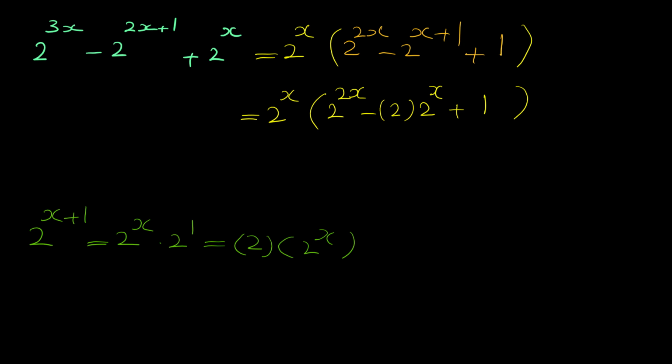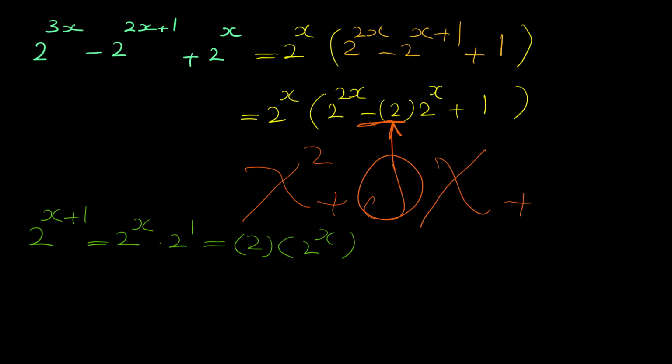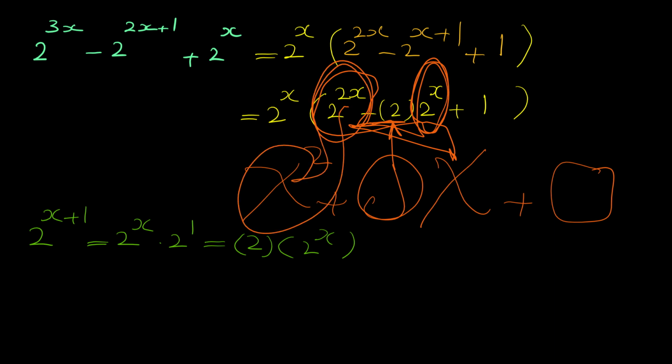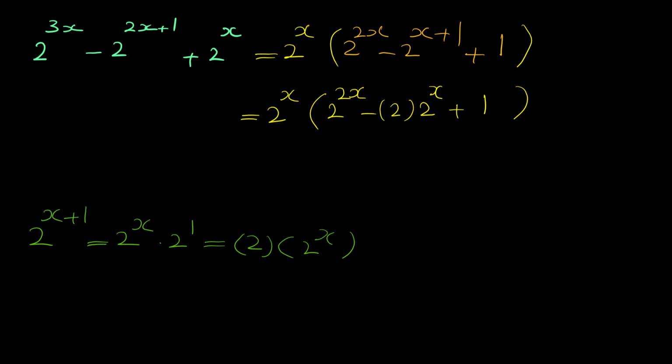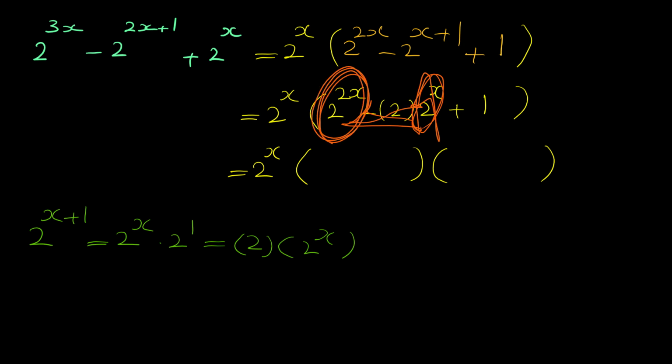Now finally we can see the pattern here. What pattern? This pattern: x to the 2 plus a number, which in this case is -2, times x plus another number. In this case, x is this 2 to the x, and x to the 2 is 2 to the 2x. So finally, we have 2 to the x times, we put 2 brackets. What is our variable here? Our variable is 2 to the x. If you want, you can name this a, and then this would be a to the 2.